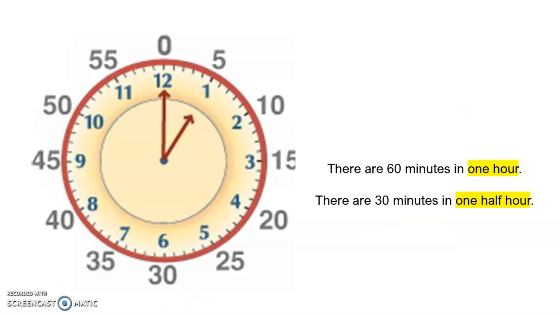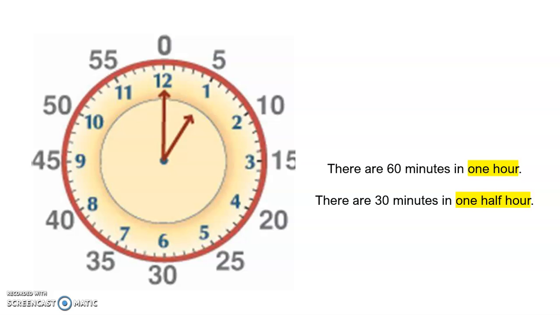Remember, we also learned that there are 60 minutes in 1 hour. That means if we start at the 12 and count all the way around the clock by fives, we will have 60 minutes total. Half of 60 is 30, so 1/2 hour equals 30 minutes.